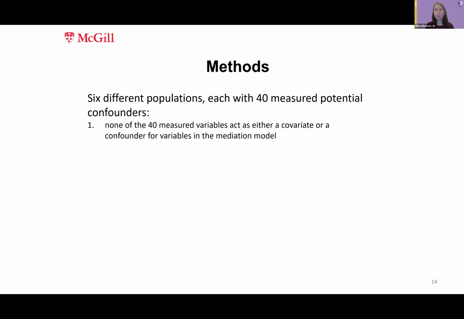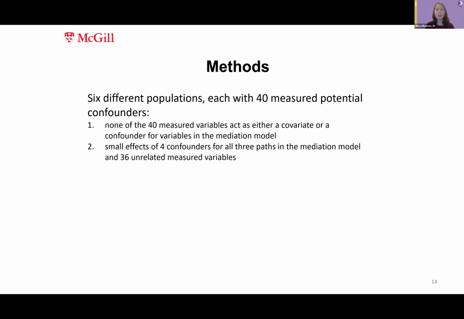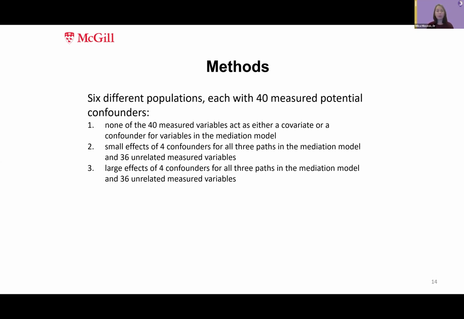In population number 1, all 40 variables were unrelated to X, M, and Y. In population 2, we had 4 out of the 40 variables that were affecting X, M, and Y, and they had small effects on each one of these variables. In population number 3, we had the same setup, so there were 4 confounders, but they had large effects on X, M, and Y, and 36 unrelated variables. In population number 4, there were 4 pure covariates predicting the outcome, and the remaining 36 variables were unrelated to any of the variables in our mediation model.